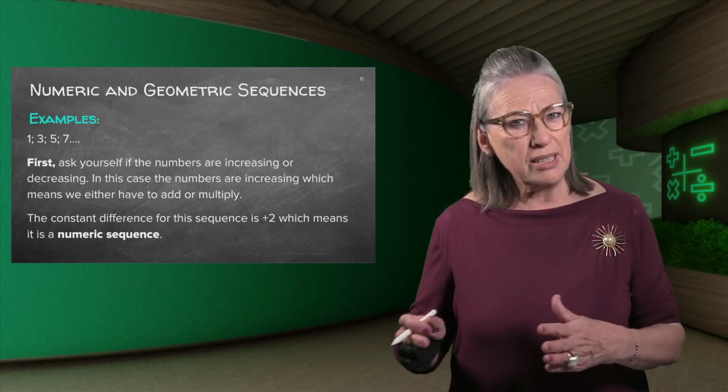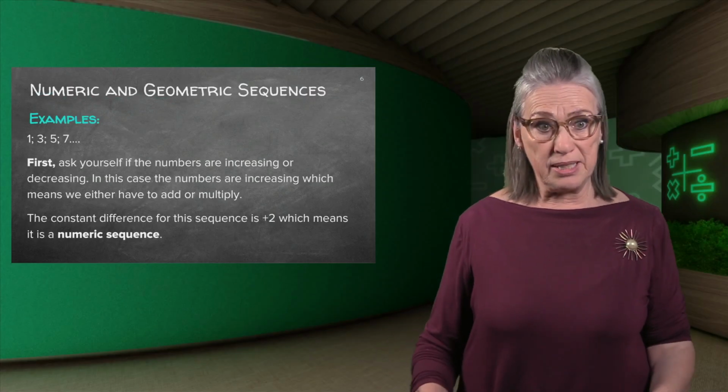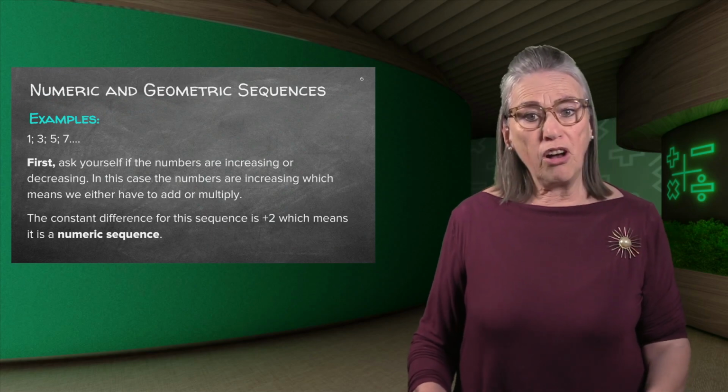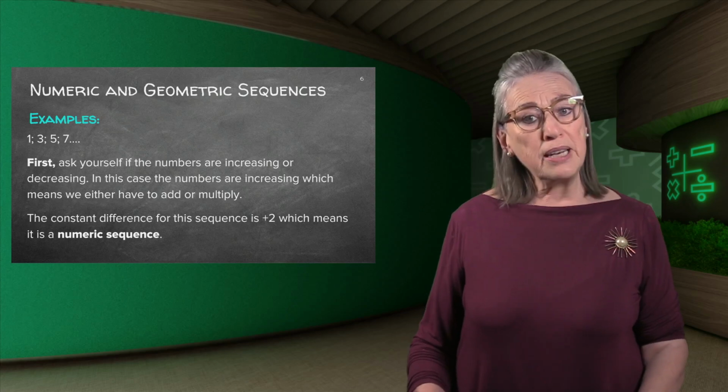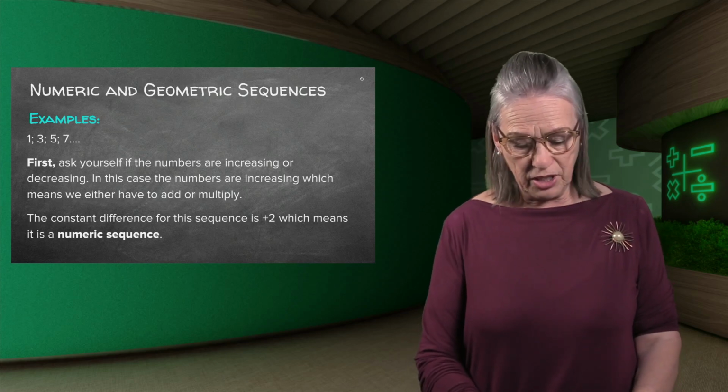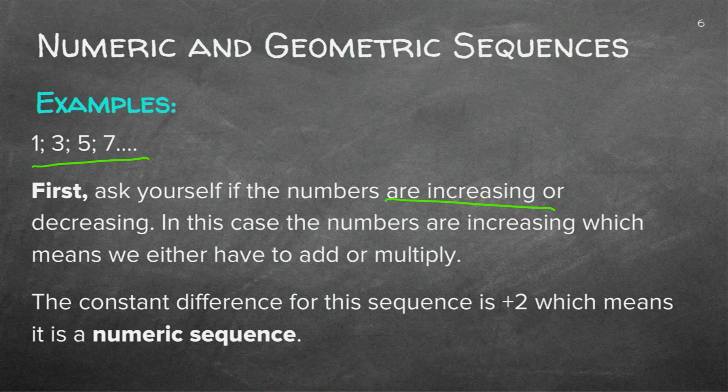Now, there's a process that you go through if you get a sequence like this. First, you ask yourself if the numbers are increasing. If you look at this one, you see they are increasing. You can ask increasing or decreasing, they're increasing. And then you ask if you have to add or multiply to get to the next number. So to get from 1 to 3, you add 2.